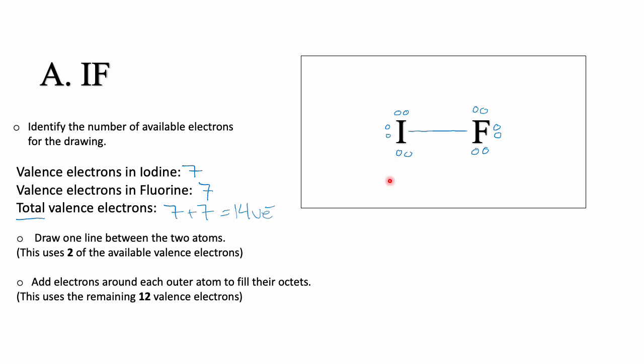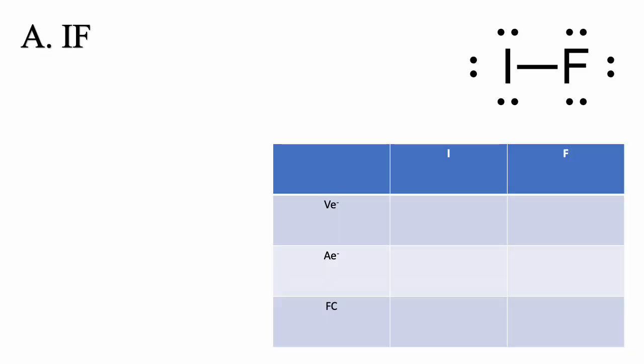To do this, we look at iodine first, 2, 4, 6, 8 electrons, 2, 4, 6, 8 electrons in its octet, because recall that a single bond represents 2 shared electrons between 2 atoms. Our Lewis structure for iodine monofluoride is complete. Our next step for this molecule is to identify its formal charge.